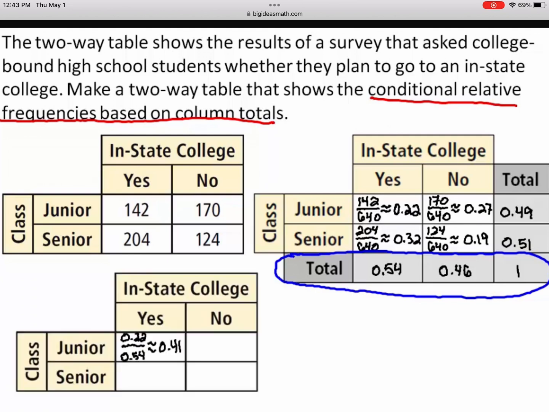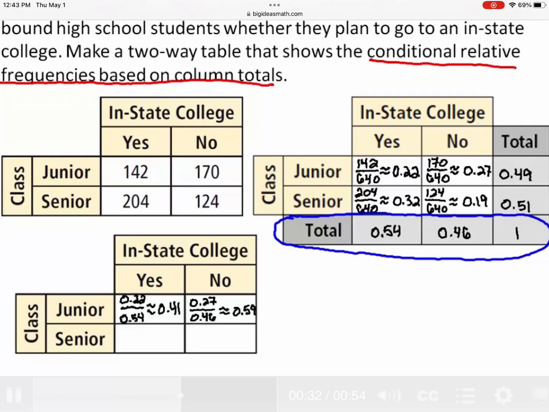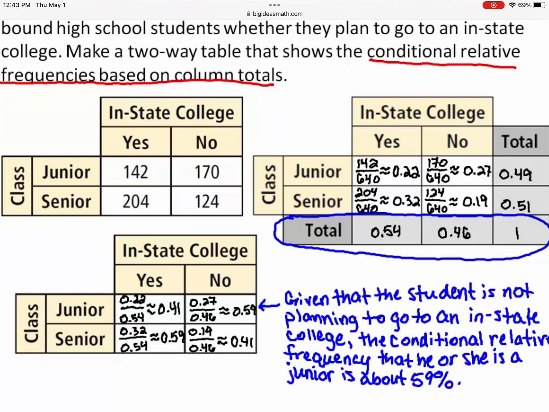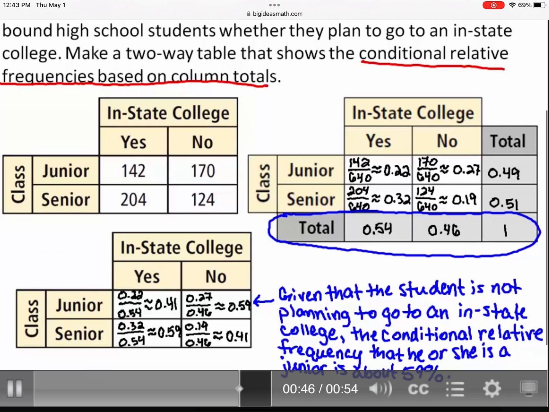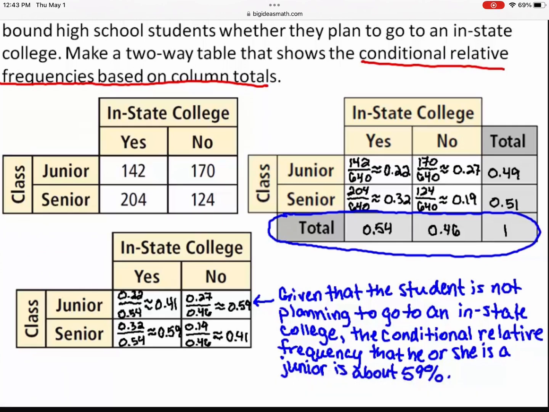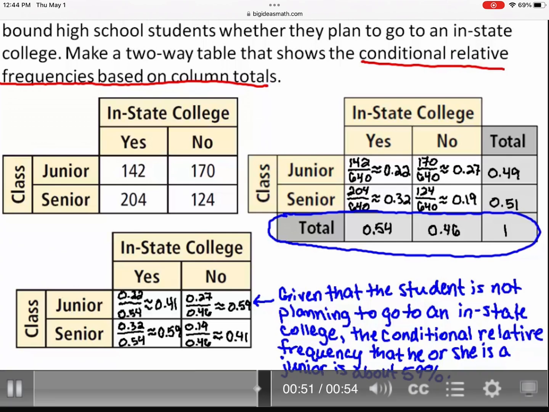22 hundredths divided by 54 hundredths is approximately 41 hundredths. 27 hundredths divided by 46 hundredths is approximately 59 hundredths. 32 hundredths divided by 54 hundredths is approximately 59 hundredths. And 19 hundredths divided by 46 hundredths is approximately 41 hundredths. From the table you can see that, given that the student is not planning to go to an in-state college, the conditional relative frequency that he or she is a junior is about 59%.